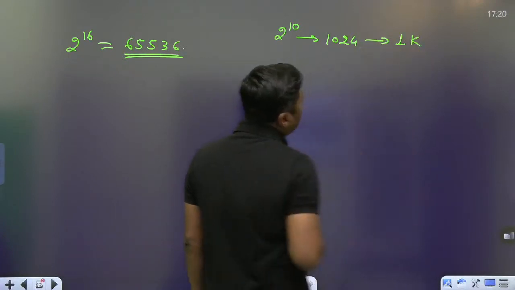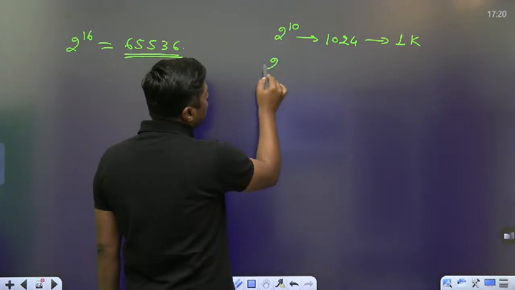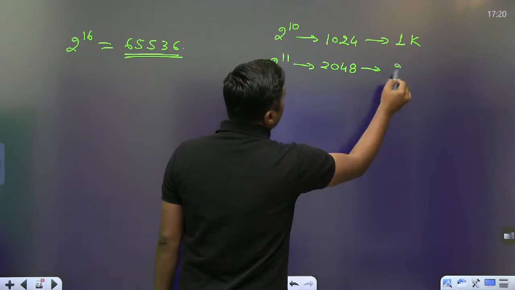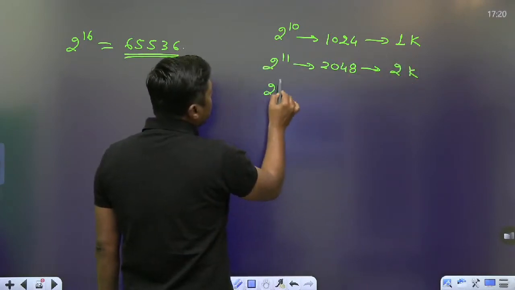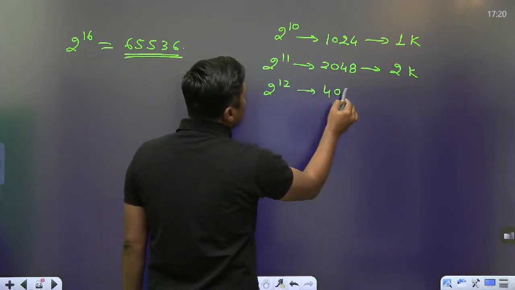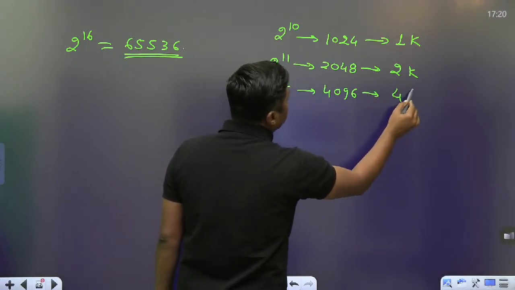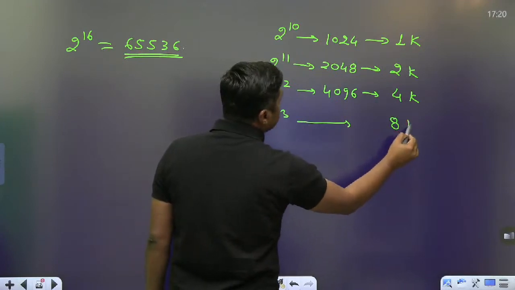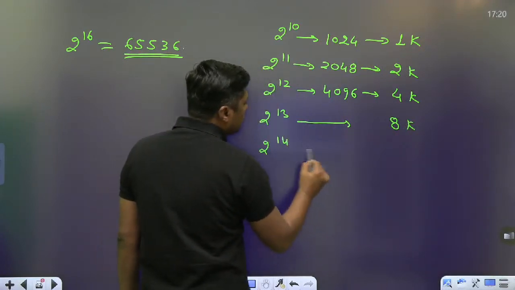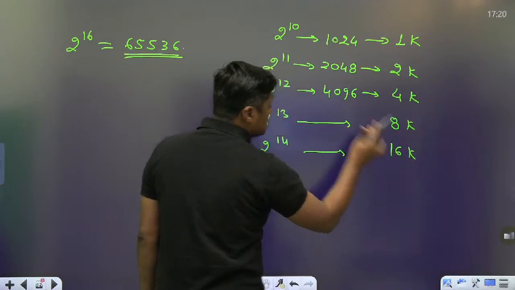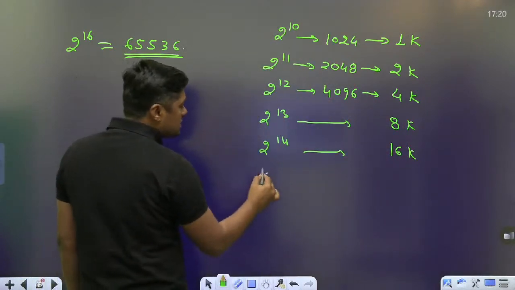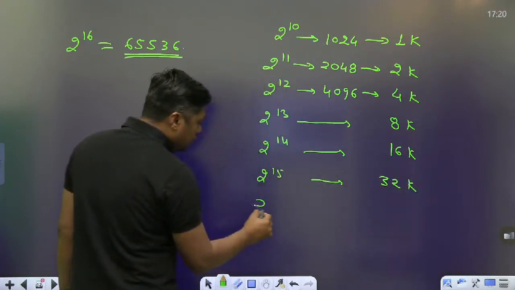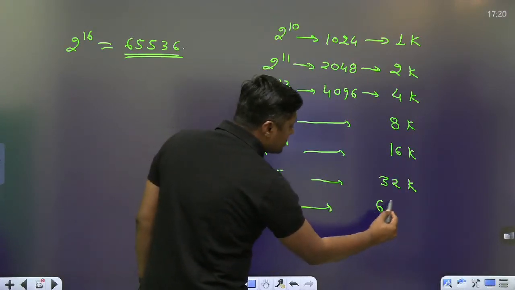2 to the power 11, 2048, is called 2K. Similarly, 2 to the power 12, 4096, is called 4K. 2 to the power 13 is called 8K. 2 to the power 14 is called 16K. Remember this, there will be a question on this. 2 to the power 15 is called 32K, and 2 to the power 16 is called 64K.